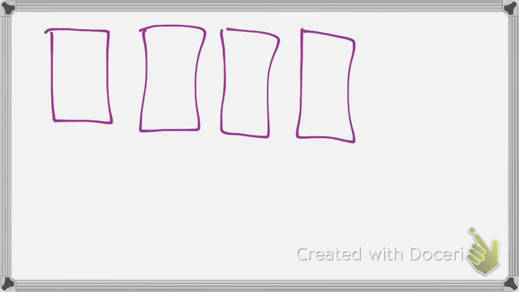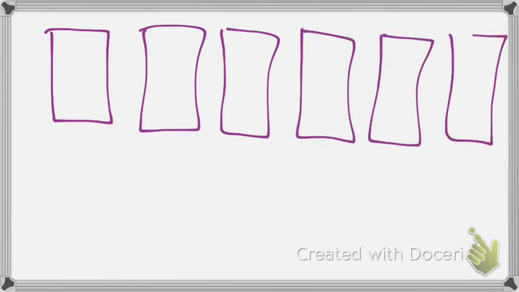The stadium has 6 sections that each hold 100 people. So for me, I'm just going to draw 6 rectangles. Feel free to draw your picture in any way you would like. In each one of these sections, I know that there are 100 people. So I'm going to go ahead and write in 100 for each of these.